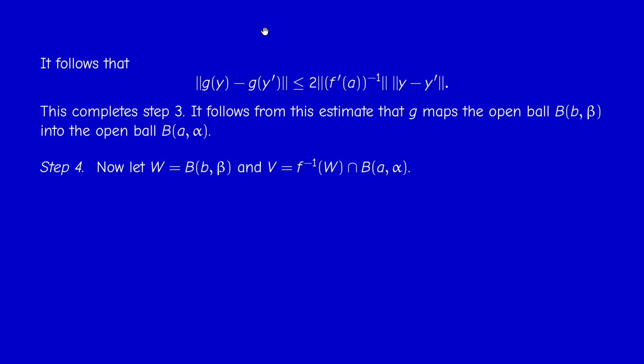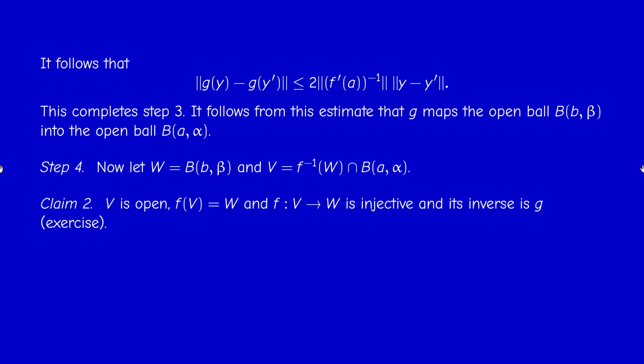As we said, we have to restrict f to a set smaller than the open ball B(a, alpha). So I take W to be the open ball of center b and radius beta, and V to be the intersection between the inverse image of W and the open ball. Here, a figure may help you understand what's happening. We have a ball B(a, alpha), and another ball B(b, beta). The direct image of B(a, alpha) may be bigger than B(b, beta), and the direct image of B(b, beta) is not necessarily included in B(a, alpha), so we have to take the intersection.